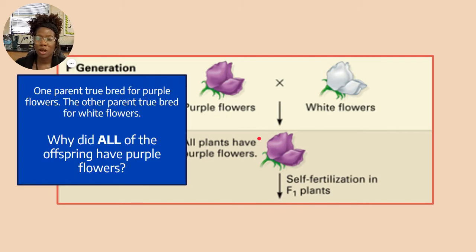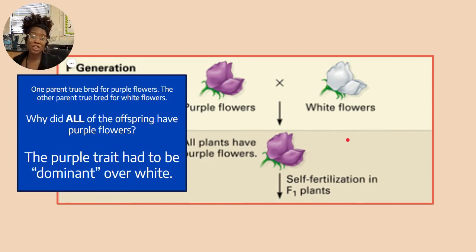So, if one plant was true breeding for purple, and the other parent was true breeding for white, and all of the offspring have purple flowers, what happened here? Well, the only explanation for that is that when it came down to it, it was purple versus white. The purple won, okay? And the way that we say that the purple won is that we say the purple trait was dominant over the white trait.